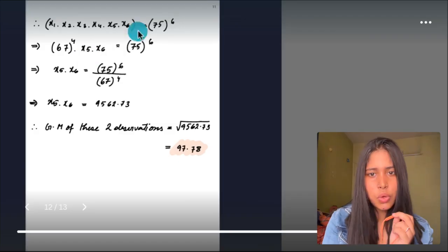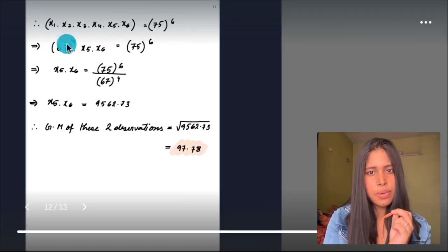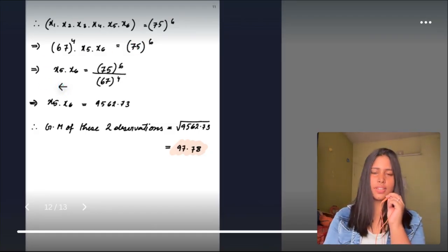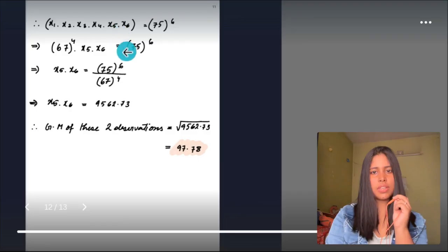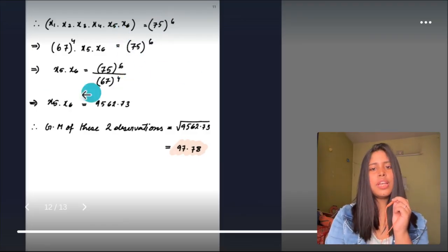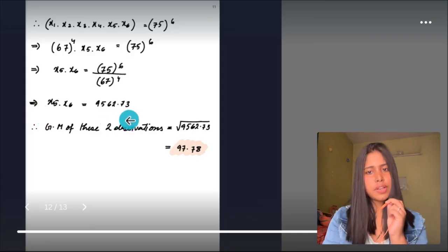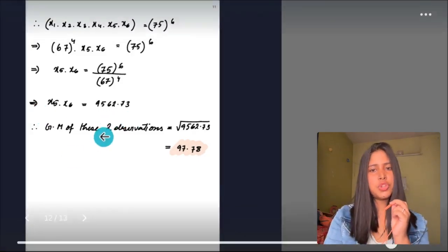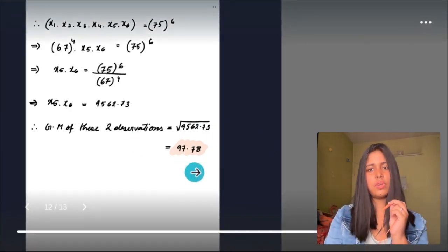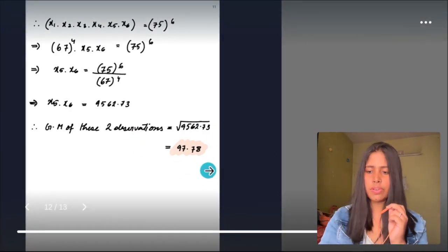And we know the numbers x1 to x4, we do not know x5 and x6, and we know this thing. So here we get x5 into x6 by dividing 75 to the power 6 by 67 to the power 4. So we get the answer as 9562.73. The GM of these two observations will be this whole to the power 1 by 2, which is the square root. Then the answer is 97.78.